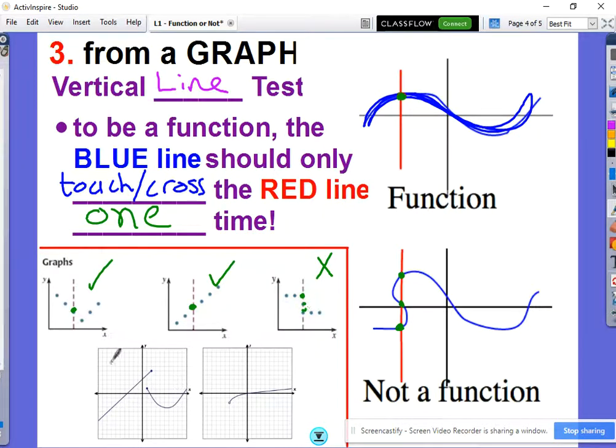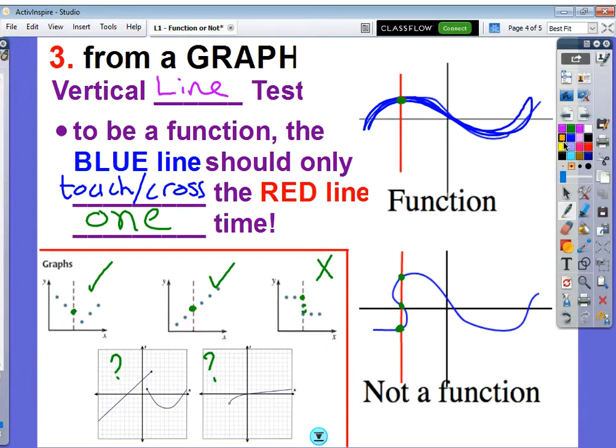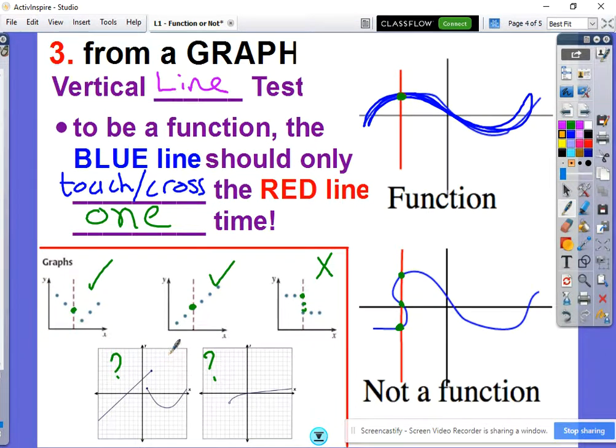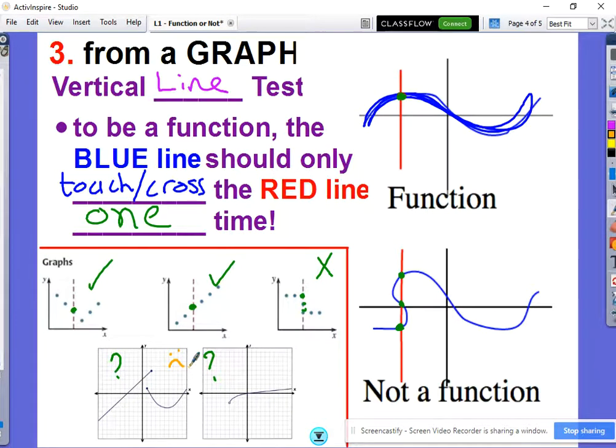So what do you think about this one? What do you think that one would be? What do you think about this one? With your neighbor, try to answer that for me real quick. All right, hopefully you gave this one a thumbs down. This one is not a function because you can see it crosses twice right there. But this one, hopefully you gave it a thumbs up because nowhere is it crossing more than one time, as many vertical lines as I draw.